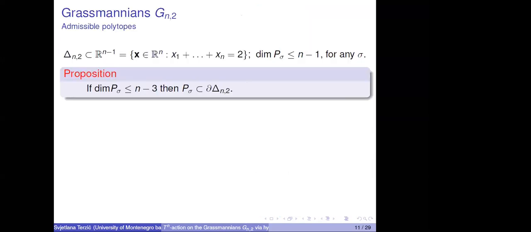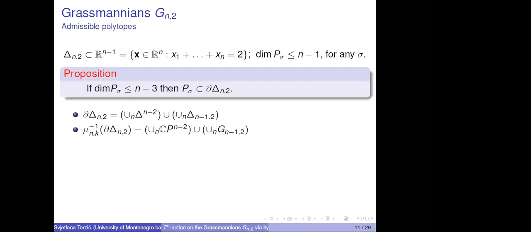So now I will speak about these things in the case of the Grassmannian G_n,2. For the Grassmannian G_n,2, the admissible polytope is Delta_n,2. It belongs to this hyperplane, so the dimension of any admissible polytope is less than or equal to n-1. The first thing we prove here as a new result is that if the dimension of an admissible polytope is less than or equal to n-3, then this admissible polytope must belong to the boundary of Delta_n,2. In other words, it has to be a face of Delta_n,2.